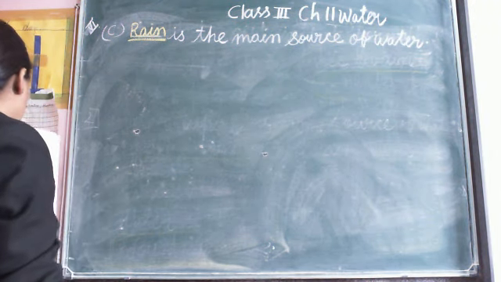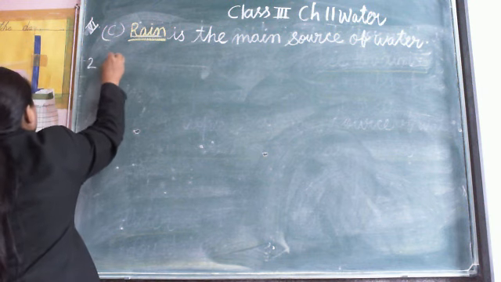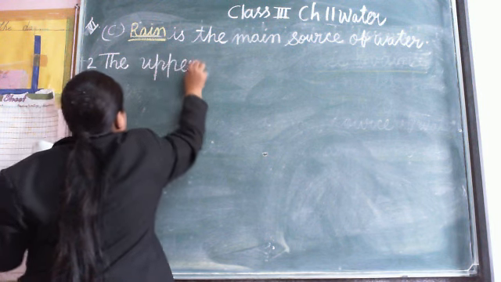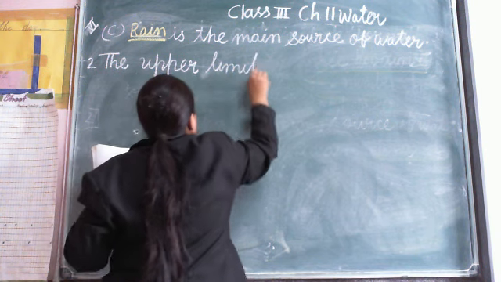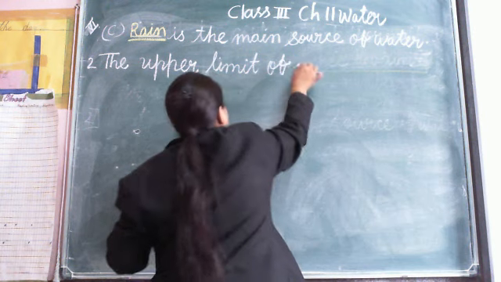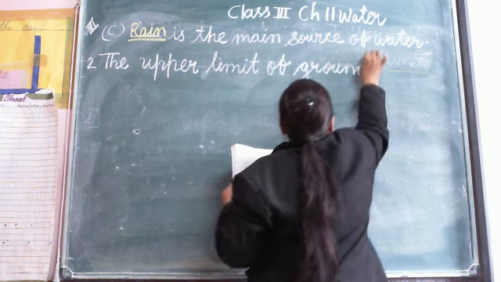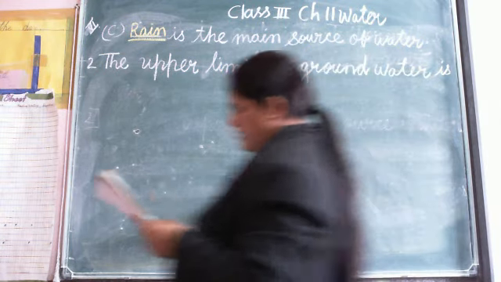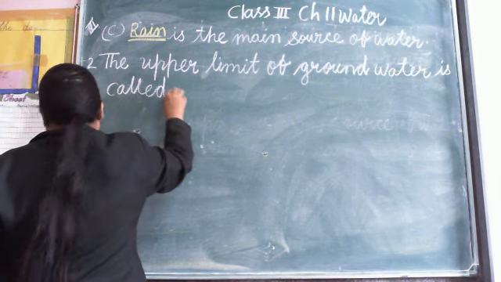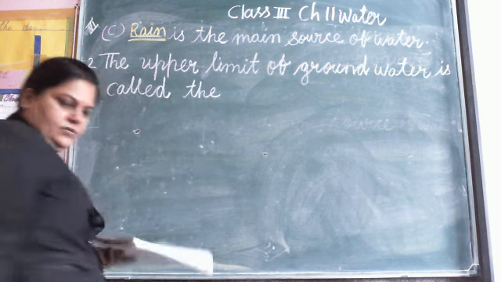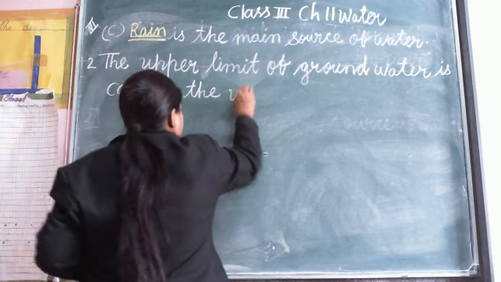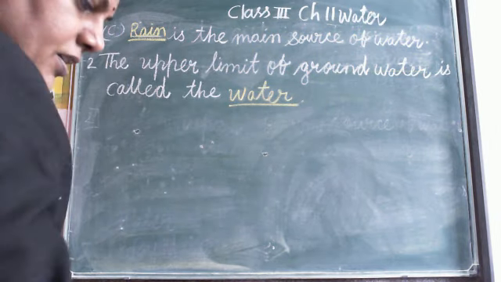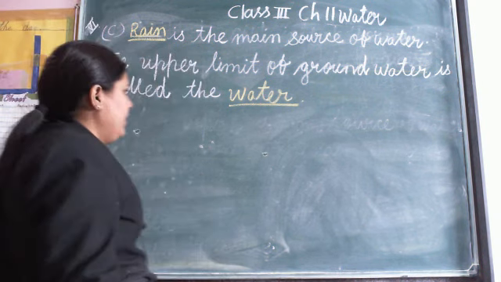Let's see number 2. The upper limit of groundwater is called what? The upper limit of the groundwater is called the water. वाटर, जो ग्राउंड वाटर होता है उसमें सबसे ऊपर की जो लेयर होती है दैट इज कॉल्ड वाटर.